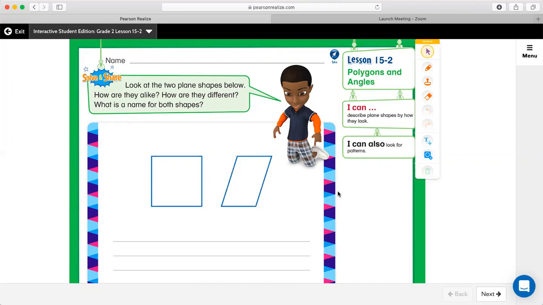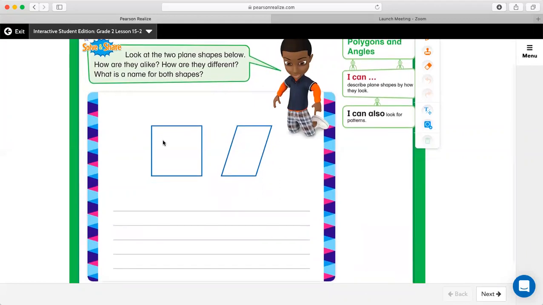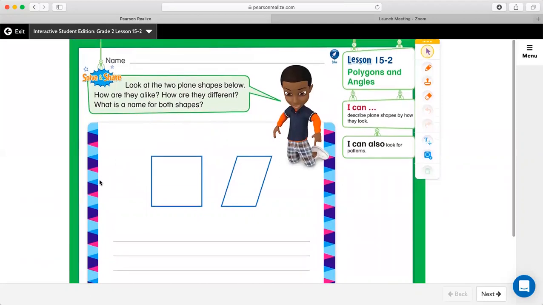So I want you to look at these two shapes here in blue. And I want you to take a second. You can pause the video and think about how are these two shapes alike? How are they similar to each other? And then how are they different from each other? So how are they the same or similar? How are they different? And then can you name both of these shapes from what we talked about last week? Can you tell me what the name of these shapes would be?